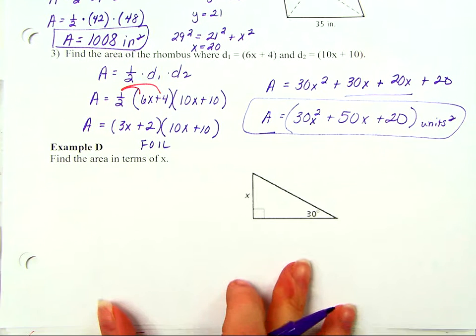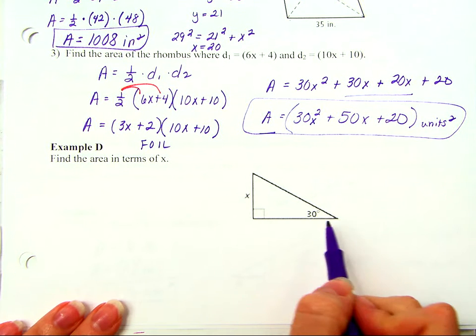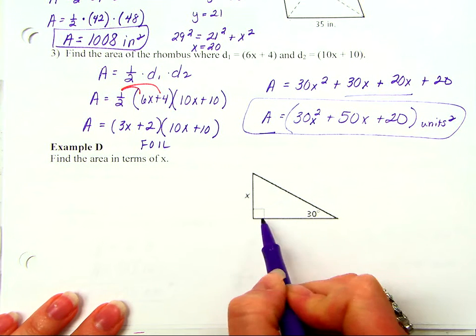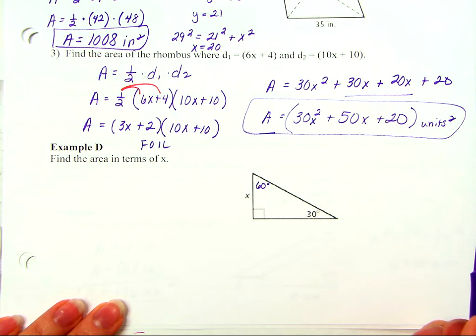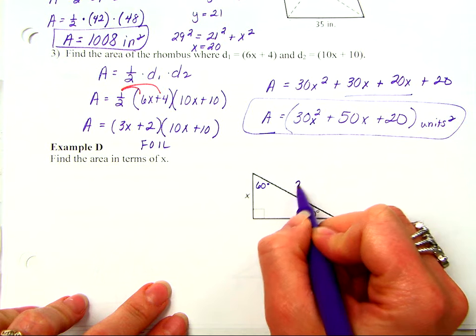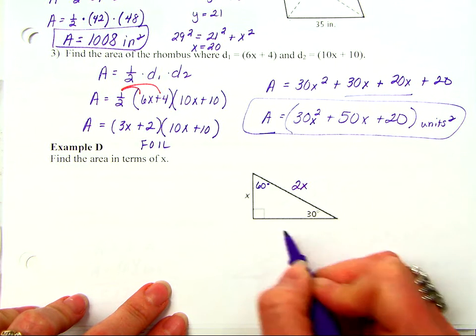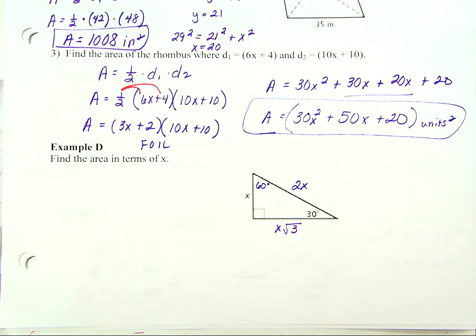Okay, let's take a look at one more. In example D, we have a triangle, and they're asking us to find the area in terms of x, meaning typically we would have some x's in our answer. Well, looking at our triangle, I can see if this is 30 and 90, that this is going to have to be 60 degrees. So we actually have our special right triangle. We know that if our short leg is x, our hypotenuse is double, and our long leg is the short leg times root 3.